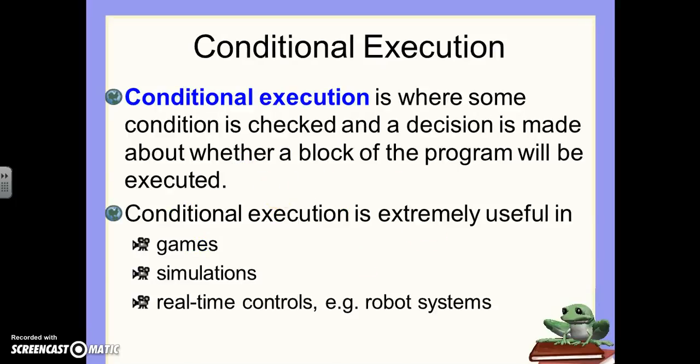Conditional execution is where some condition is going to be checked by the program. So if A is greater than B, and if that's true, do this. If it's false, do something else. Conditional execution is extremely useful when doing games, simulations, real-time controls, and even robot systems.